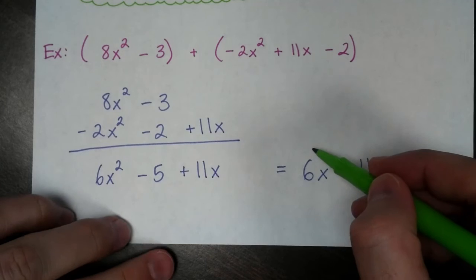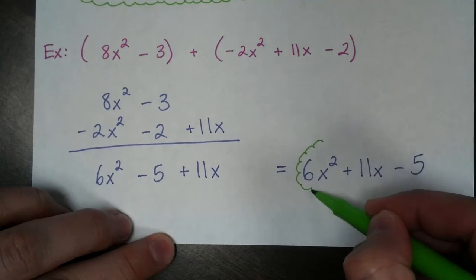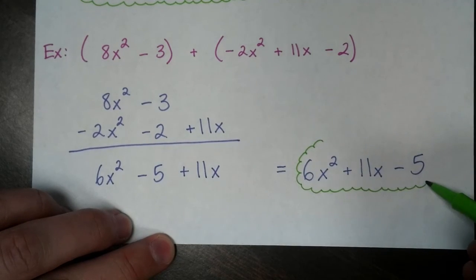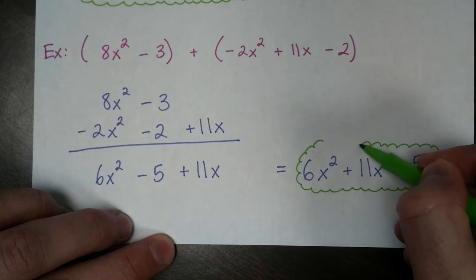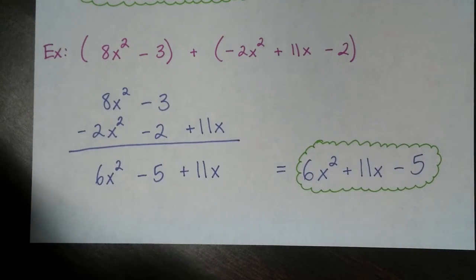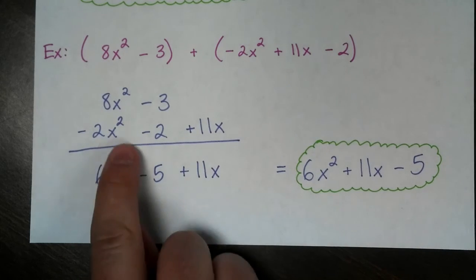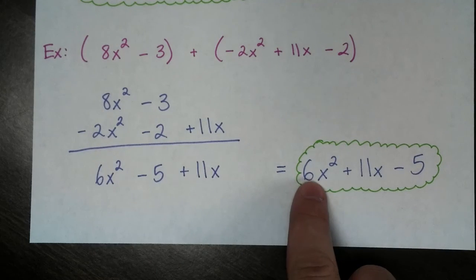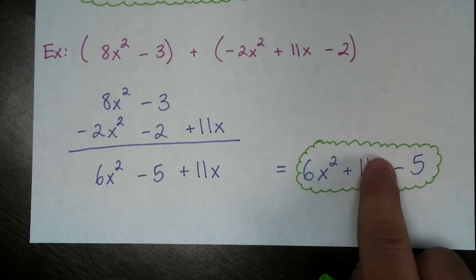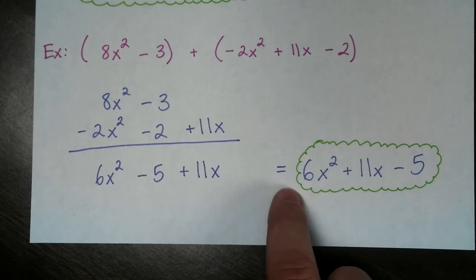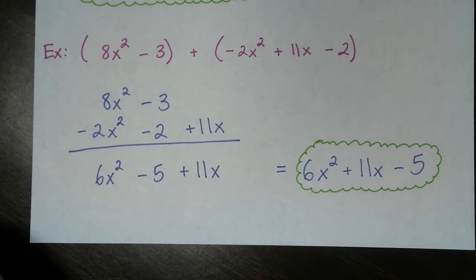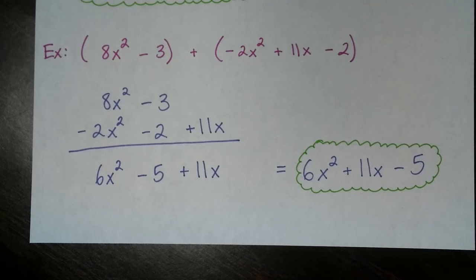And this is great for you just to see the difference between standard form and just writing it the way it is. So notice this is just writing it the way it is, but notice standard form goes in order. It has the 2, 1, and then our constant. So this would be our final answer because it is in standard form.